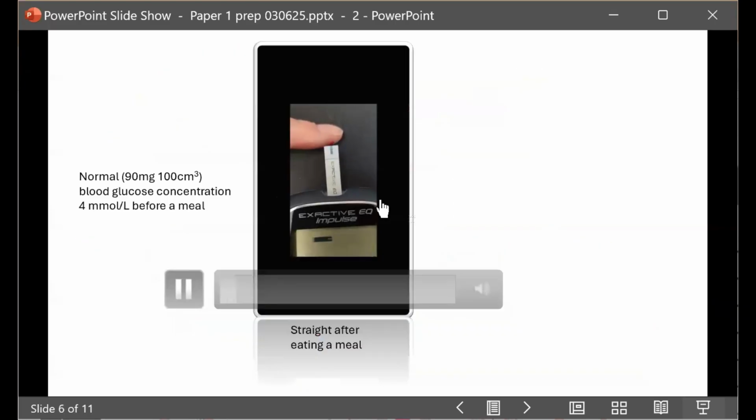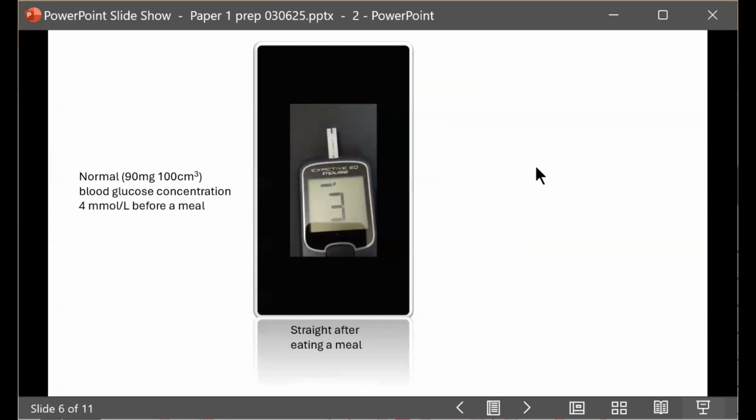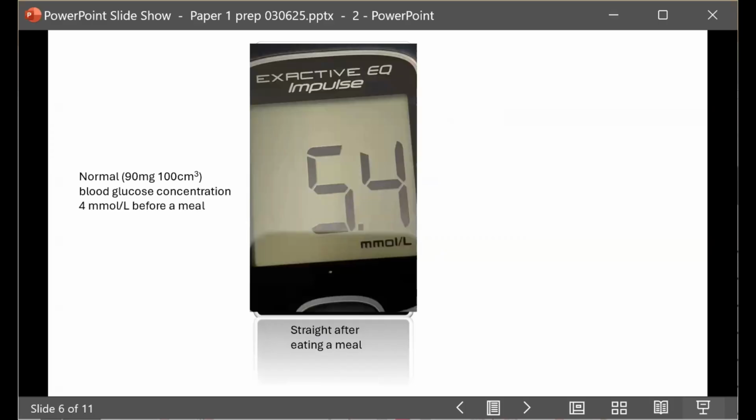So I did a sample, I tested my blood sugar levels. So normally my blood sugar levels should be about 90 milligrams per 100 centimeters cubed. That's 4 millimoles per liter before a meal. So straight after eating a meal, I took my blood reading, this was a while back, when you used to have to know about biosensors. They've removed that from your exam this year. However, they may ask a question where they tell you about it. What it means is that you're not expected to memorize that if they've removed it, okay?